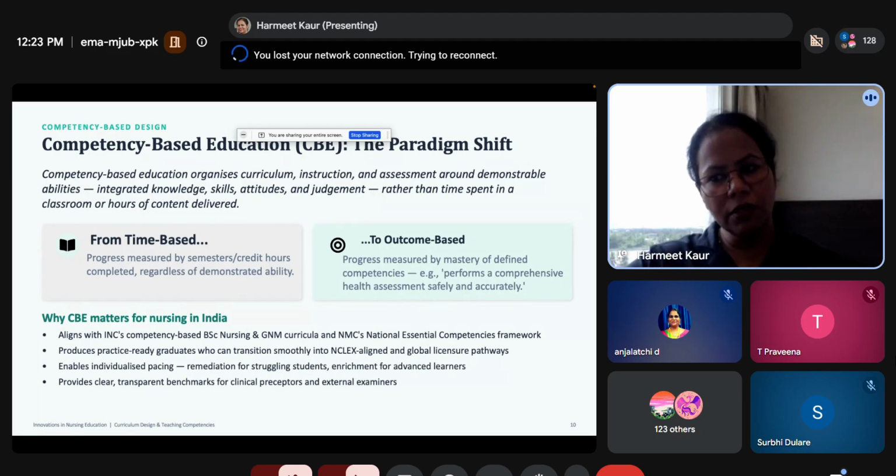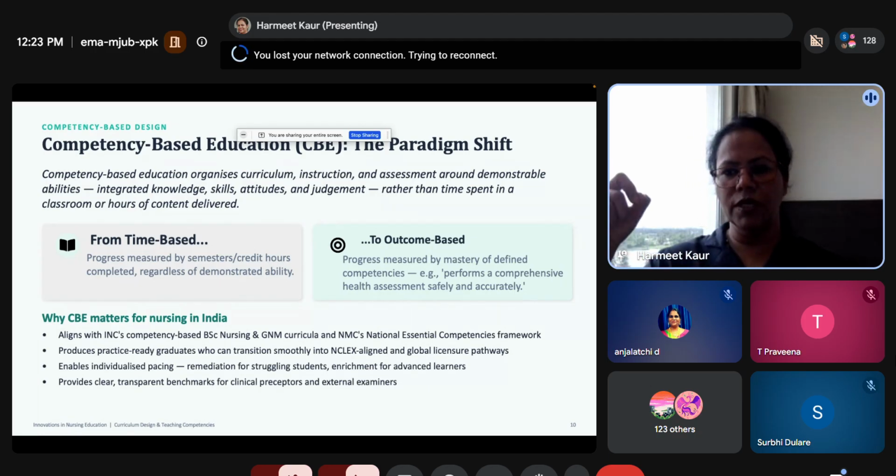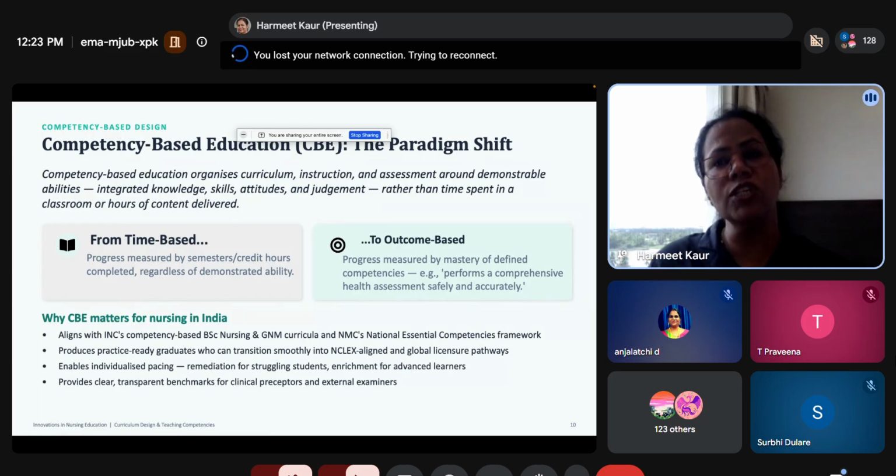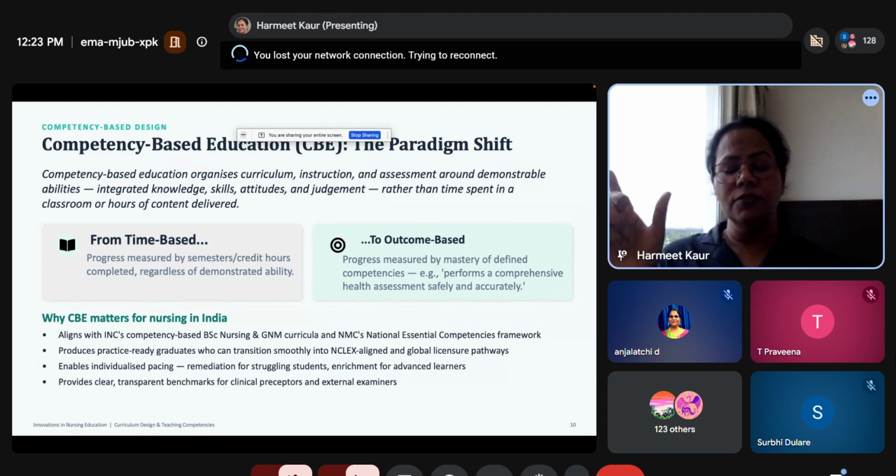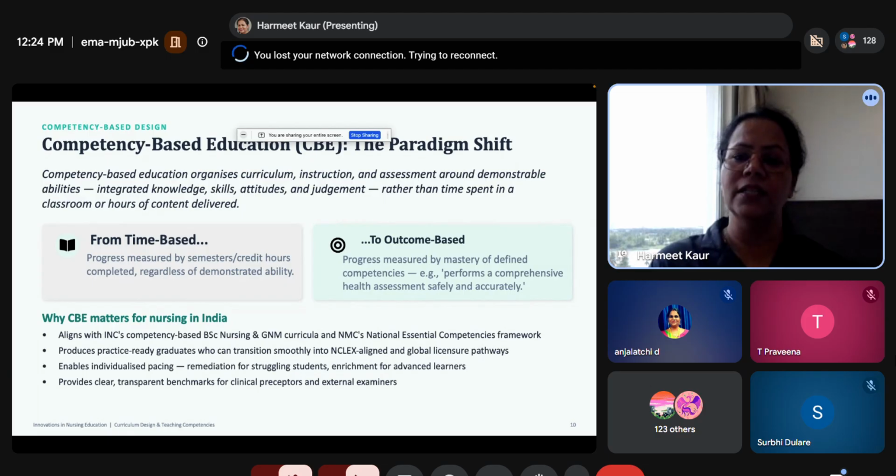The teacher has demonstrated, we just write that it was demonstrated on this day, and the student has demonstrated. But in the demonstration, are you checking whether every student is able to do it safely and accurately? Even if there is one health assessment only, whether the student is able to perform it completely from start to end or not.